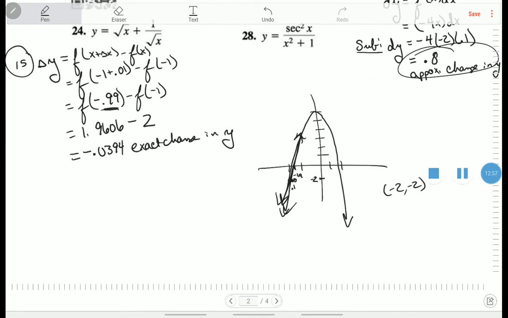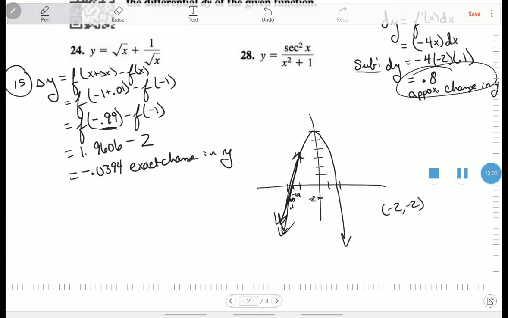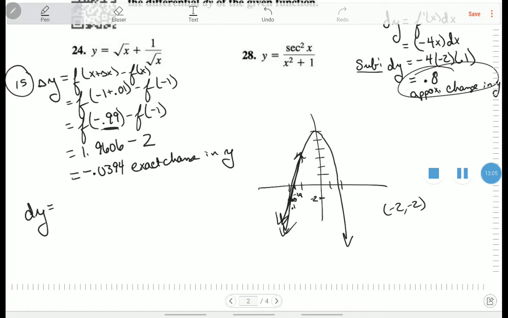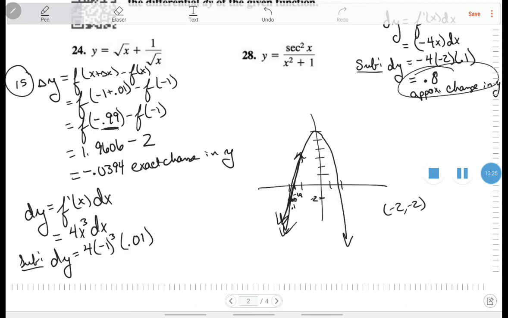Now let's look at the approximate change. The approximate change is going to use that differential. So the derivative for this function is 4x cubed. And then if we substitute in everything we know, our x value is -1. Our dx is 0.01. And we're going to get -0.04. So notice it's in a negative direction.